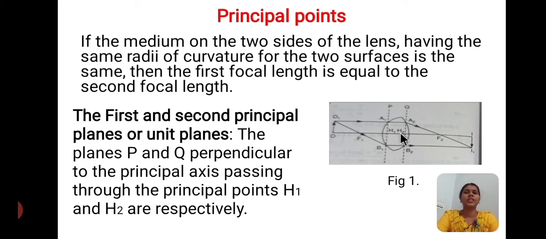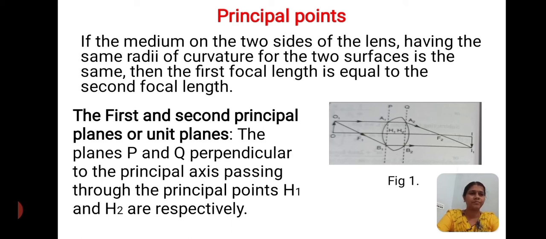So this we call the first principal plane. This plane P is the first principal plane, and this plane from Q dash we call the second principal plane here. So till now we learnt about the principal point and the principal plane. Next we will move to the focal point here.